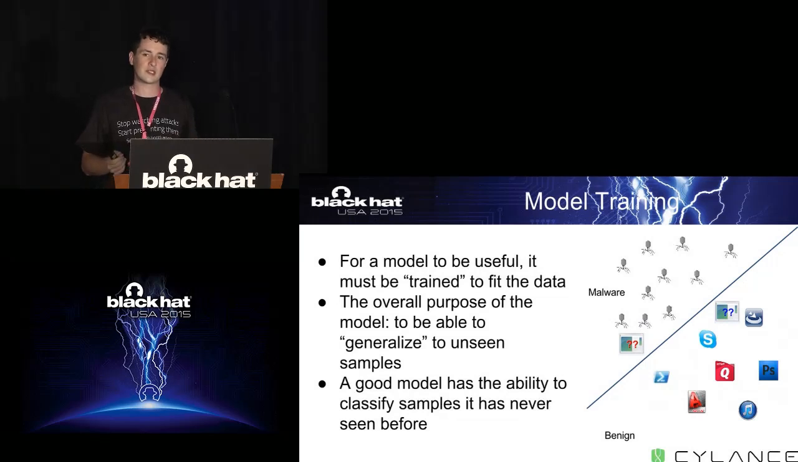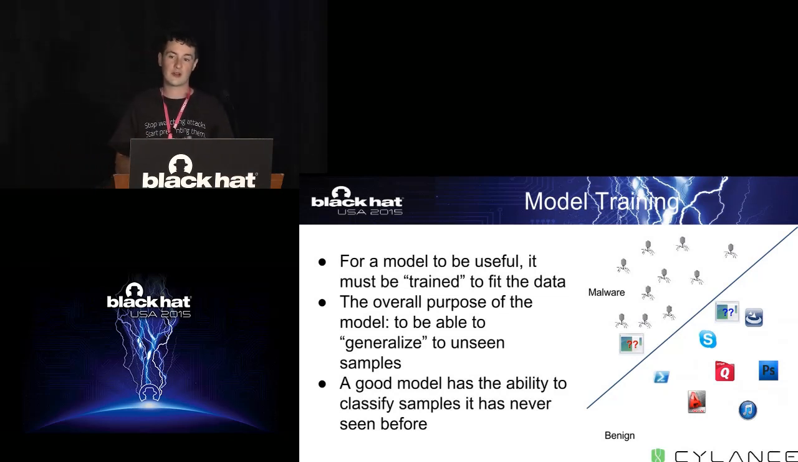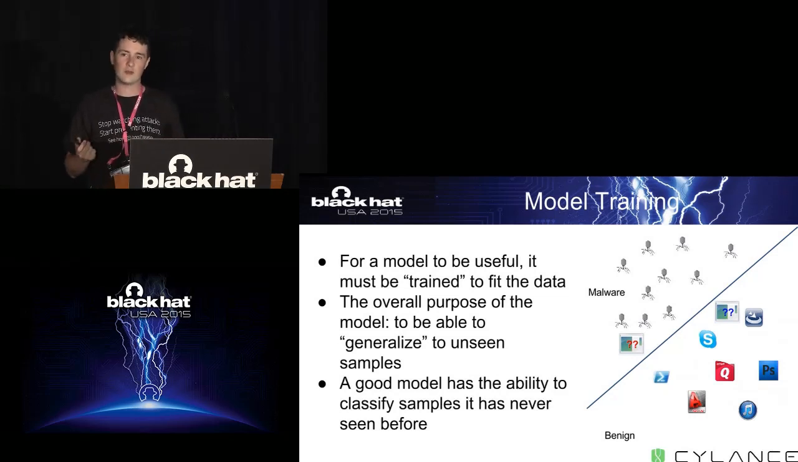So the whole purpose of this is to generalize to new samples, right? If the model can only tell us things that it knows about samples it's seen already, that's not very useful. We already have that. That's signatures, right? So the whole point is to generalize to unseen samples. So when you feed in a completely new novel piece of malware, if you have a good enough model, it's going to be able to tell you straight away whether it's good or bad.